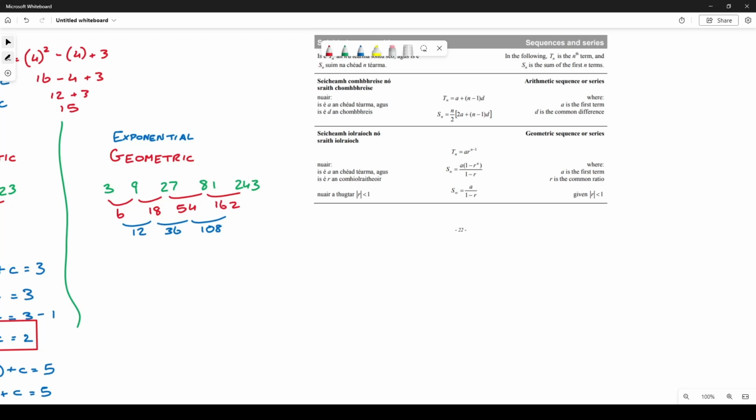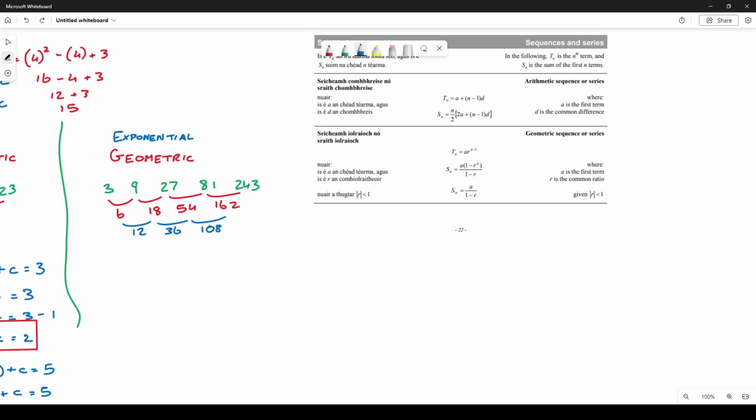But the idea is that the Tn and the Sn formula work exactly the same for exponential or geometric. However, the difference is, instead of finding d, which is the common difference, how much you're adding on each time, you have to find out what r is, which is the common ratio, how much you're multiplying by each time. And the way you do that is a common idea that they always use.